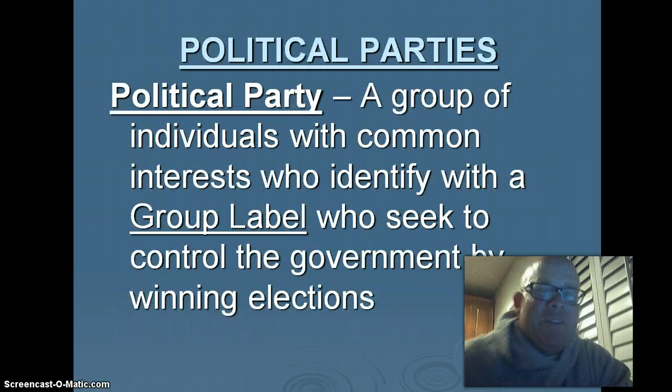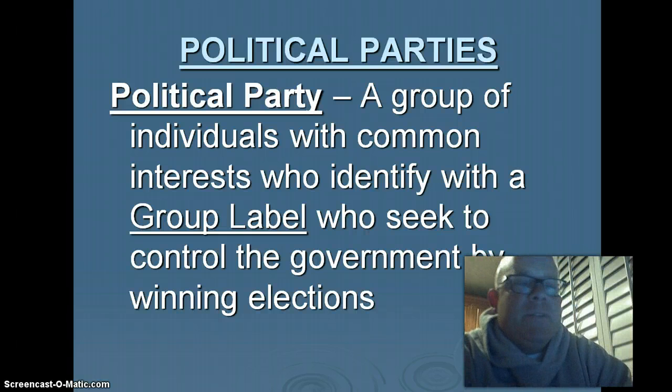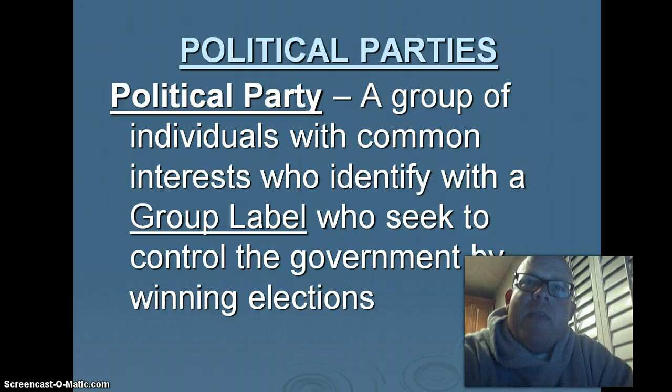Alright, political parties. Let's start off with a general definition. A political party is a group of individuals with a common interest or common interests who are going to identify with a group label. This group label is going to bind this group of common interests together. Think about it kind of like a trademark or a name brand like Nike or Under Armour. And this group of individuals with these common interests are going to seek to control government by winning elections.